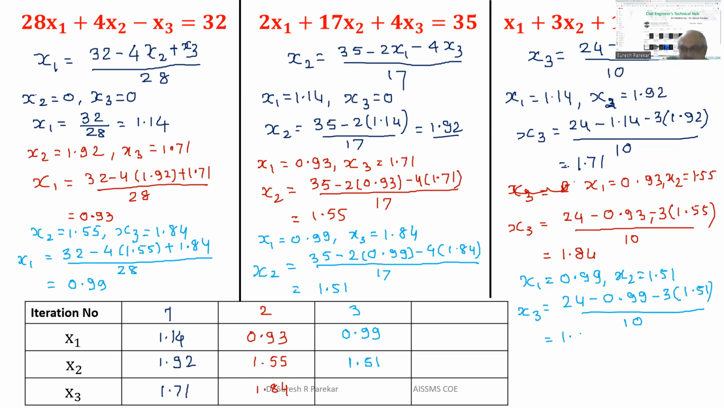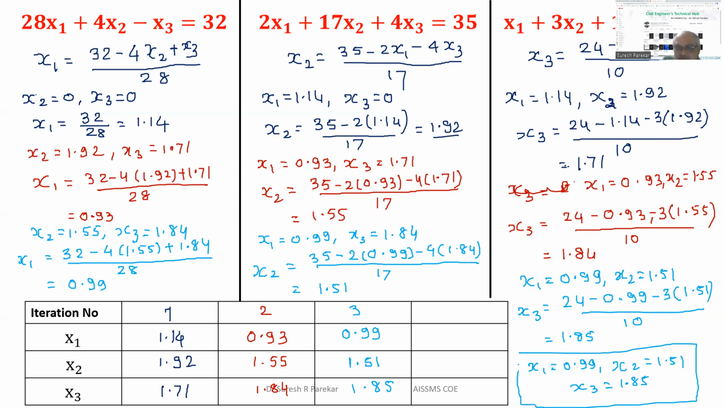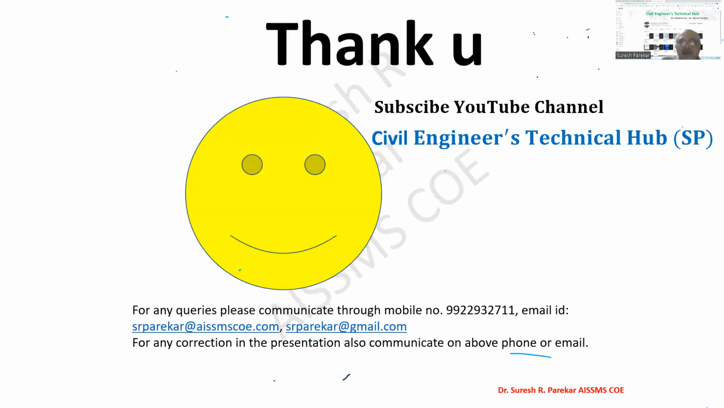I got this value equal to 1.85. Now you can see x2 and x3 are very close, and therefore we can stop the iteration here. So x1 equals 0.99, x2 equals 1.51, and x3 equals 1.85. Likewise we have to solve the problem using Gauss-Seidel method. Now we will stop here only. The remaining part we will see in the next lecture. Thank you.